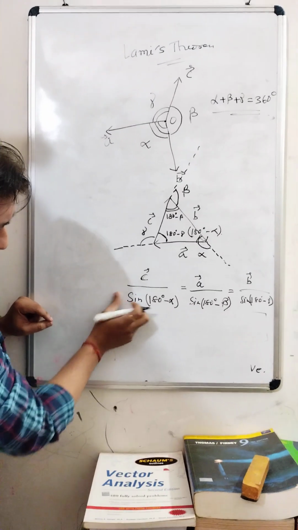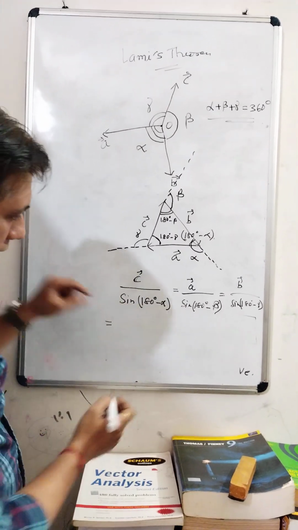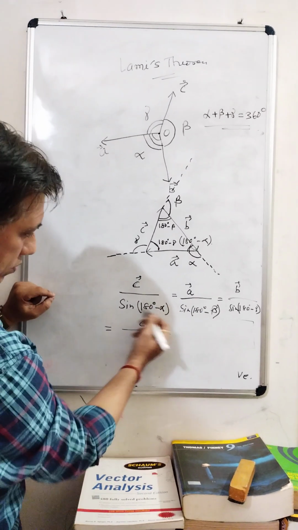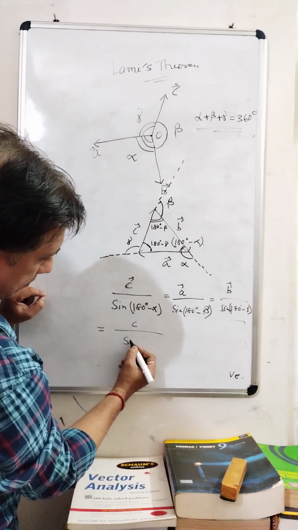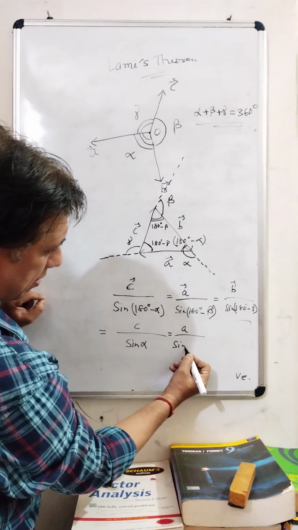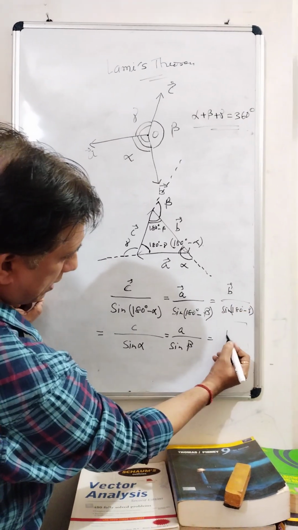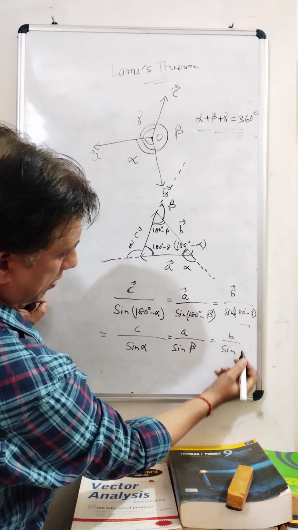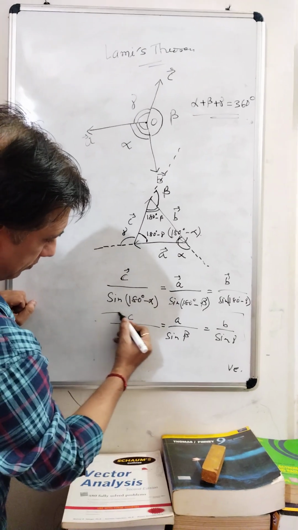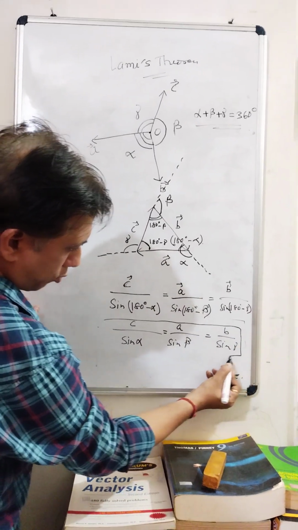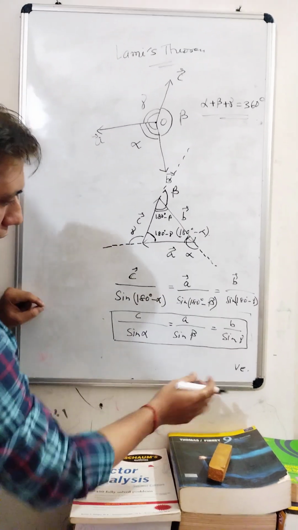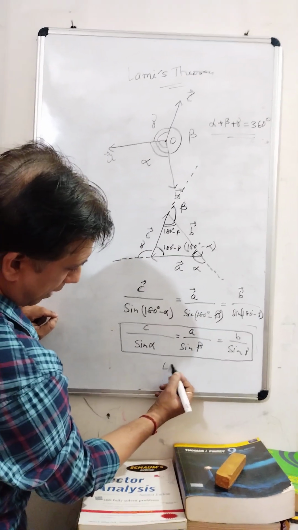Now we get C divided by, what is sine 180 degree minus theta? This is equal to sine theta. Means C by sine alpha is equal to A by sine beta is equal to B by sine gamma. This equation is most useful in solving mechanics problems of forces. This is called Lami's theorem, Lami's formula.